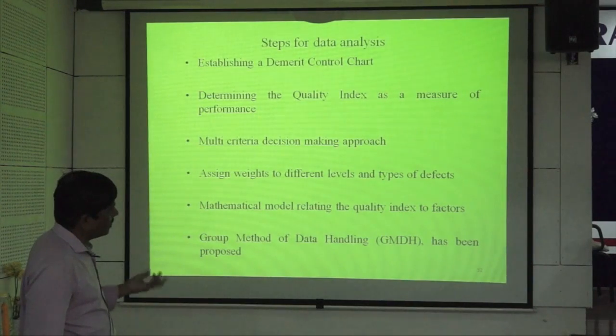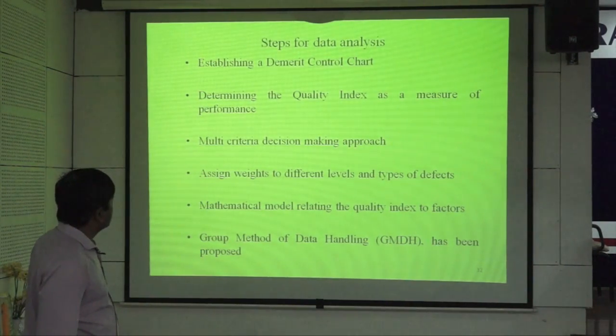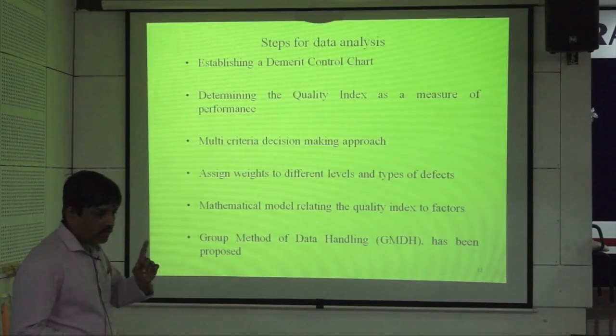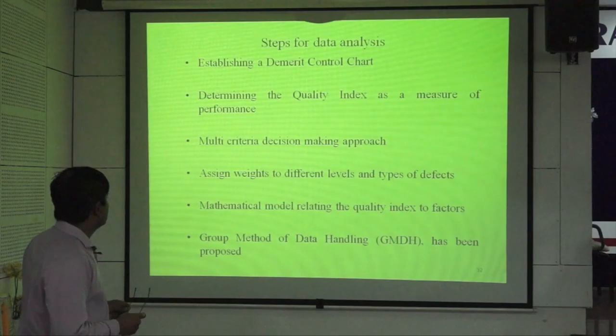They can be calculated on a monthly or yearly basis, depending. So to know the quality of the product, the quality of the casting, we have used the demerit control chart. That was our first step, to know the quality of the product.